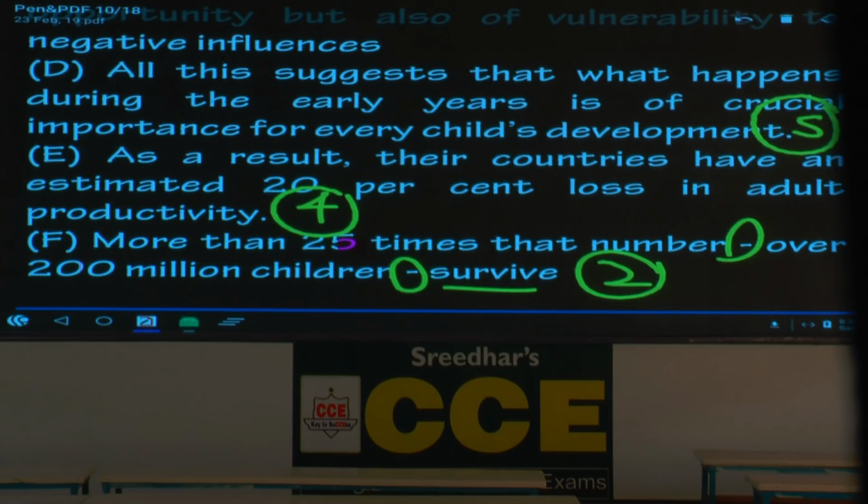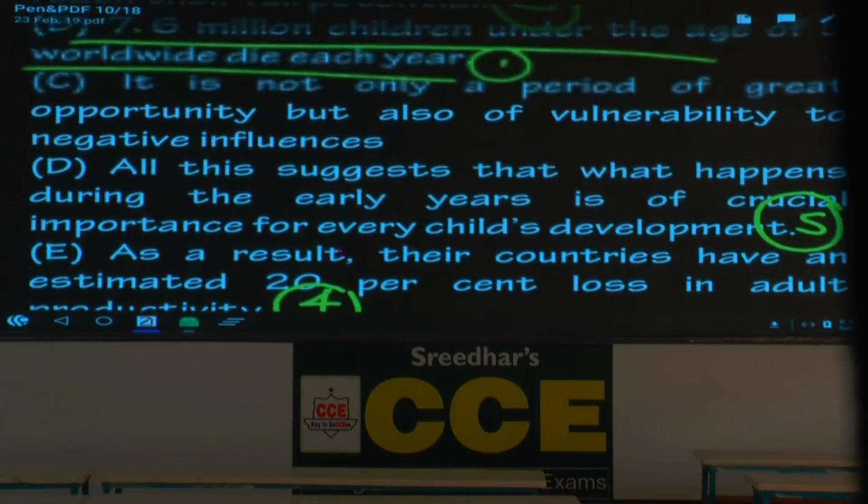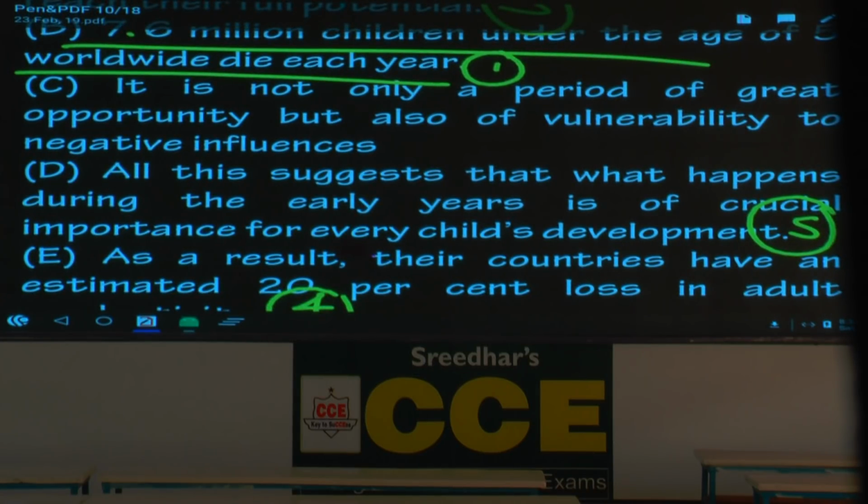And what is the concluding sentence? It is not only a period of great opportunity, but also of vulnerability to negative influences. Who has got this order? Raise your hands. That's very good, I appreciate. Now we'll see the actual text.